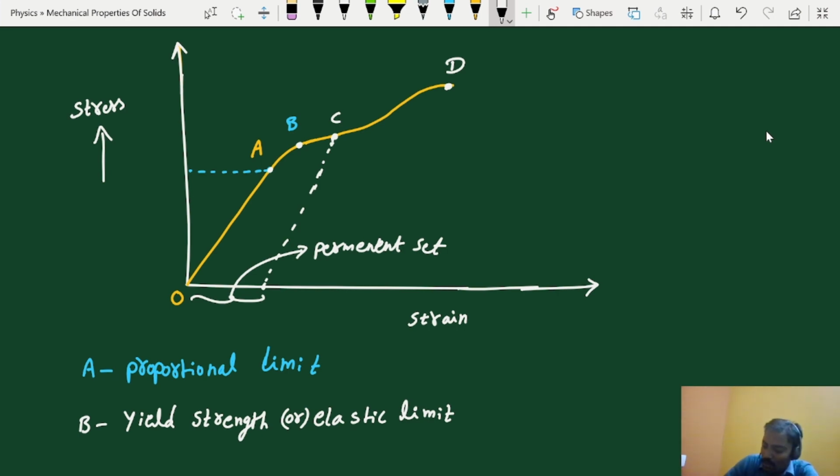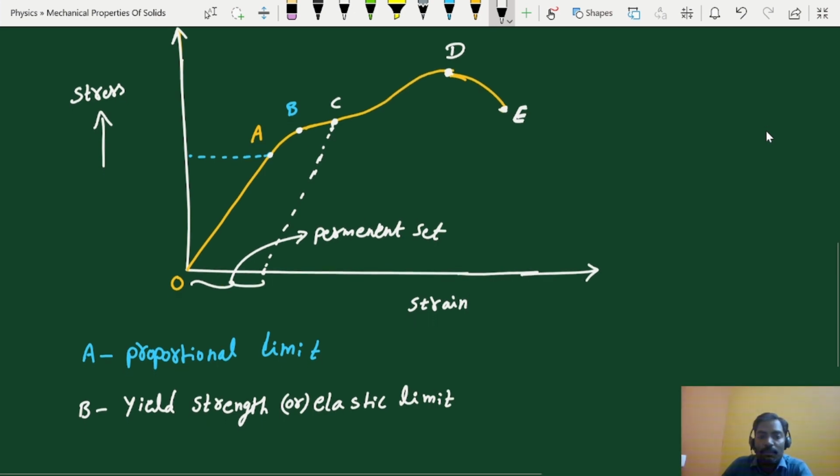Now beyond point D, even when there is no stress, there is a strain. So at one particular point called E, fracture takes place. The wire will break, or you can say that is a fracture point. So point E is known as the fracture point.